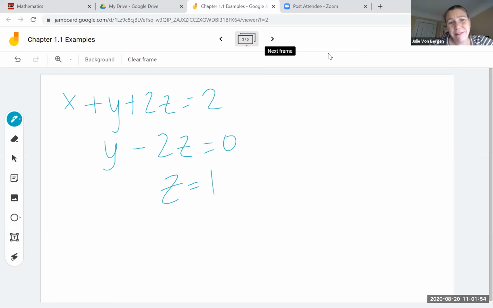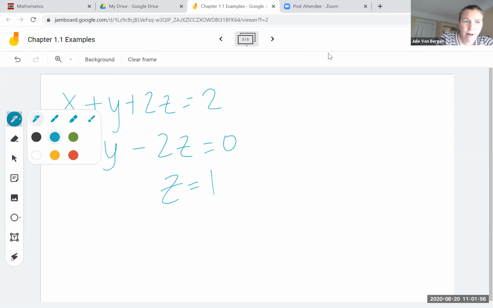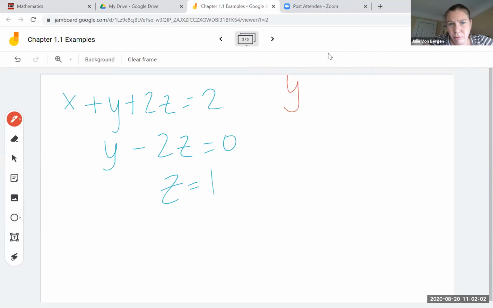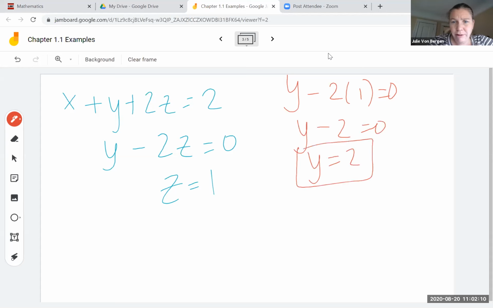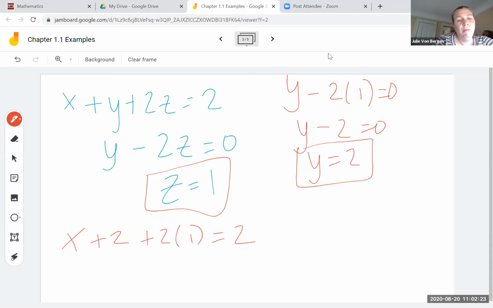So we are going to back substitute into our second equation to solve for y. So y minus 2 times 1 equals 0 tells us y minus 2 equals 0, or y equals 2. We can go ahead and box in our solution so far. And then our last work is to solve for x. So we can say x plus 2, plugging the y value, plus 2 times 1 equals 2, plugging in our y and z values. So x plus 4 equals 2. Well, that tells us then x is negative 2.